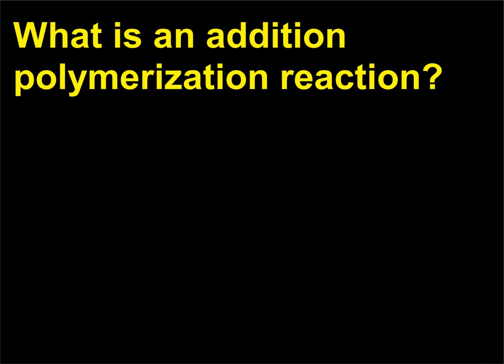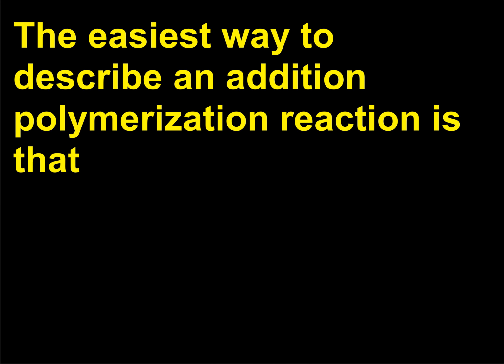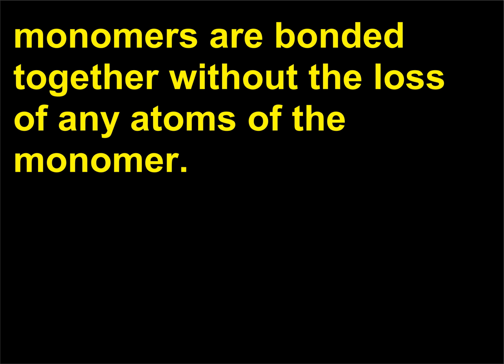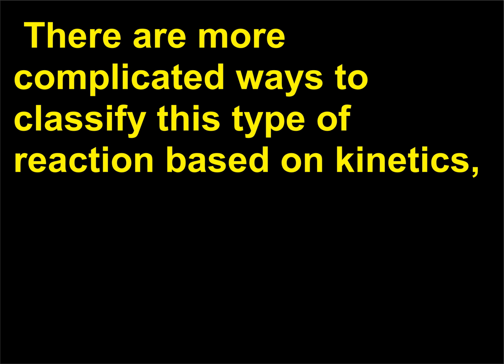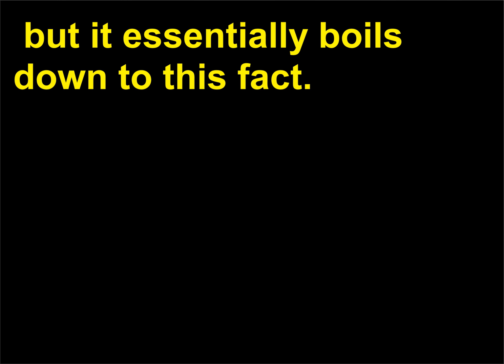What is an addition polymerization reaction? The easiest way to describe an addition polymerization reaction is that monomers are bonded together without the loss of any atoms of the monomer. There are more complicated ways to classify this type of reaction based on kinetics. But it essentially boils down to this fact.